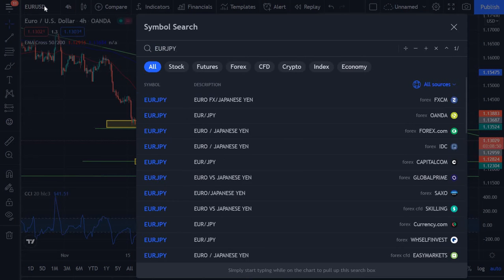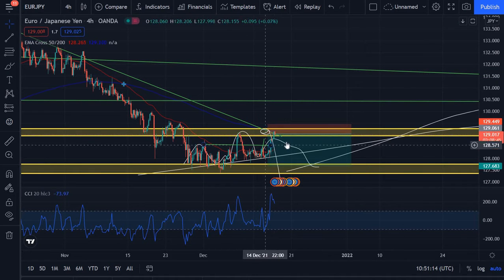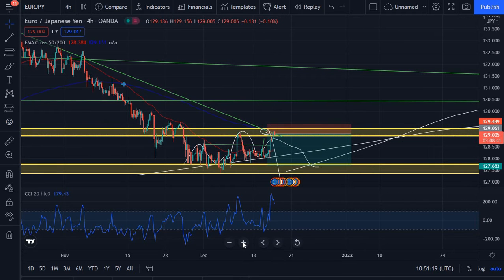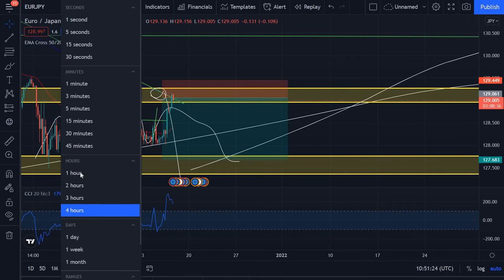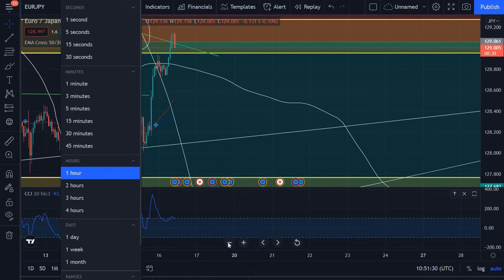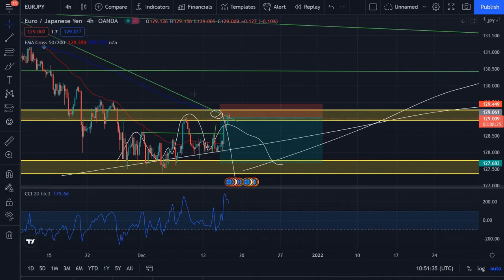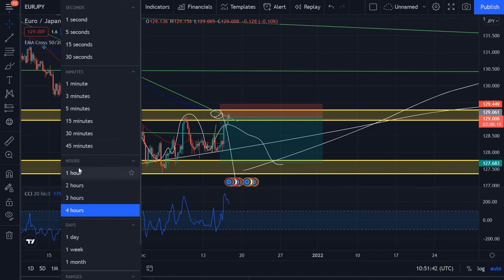Next one, Euro Japanese yen, again here. So we are reaching this resistance area now, as expected, and here we are getting rejected at the 200 EMA on the 4 hour chart. If we quickly go down to the 4 hour chart here, we are at this trend line, which means if we can see a better confirmation, let's check it now.